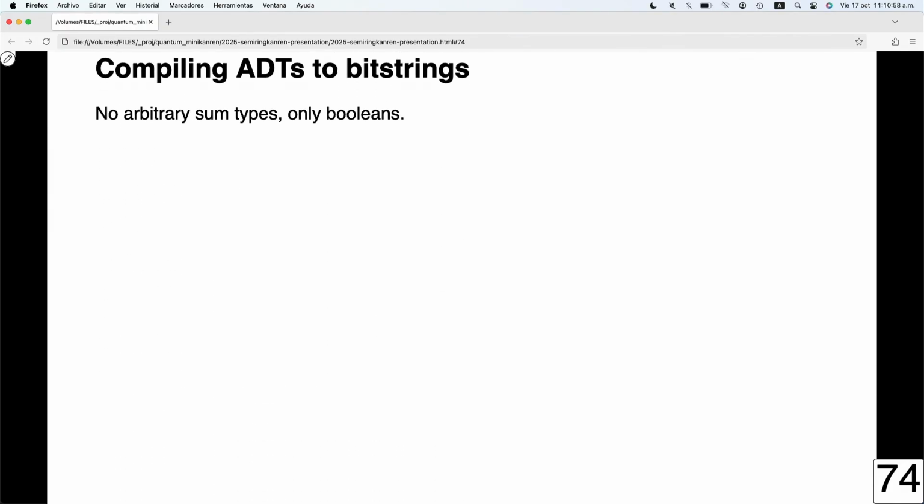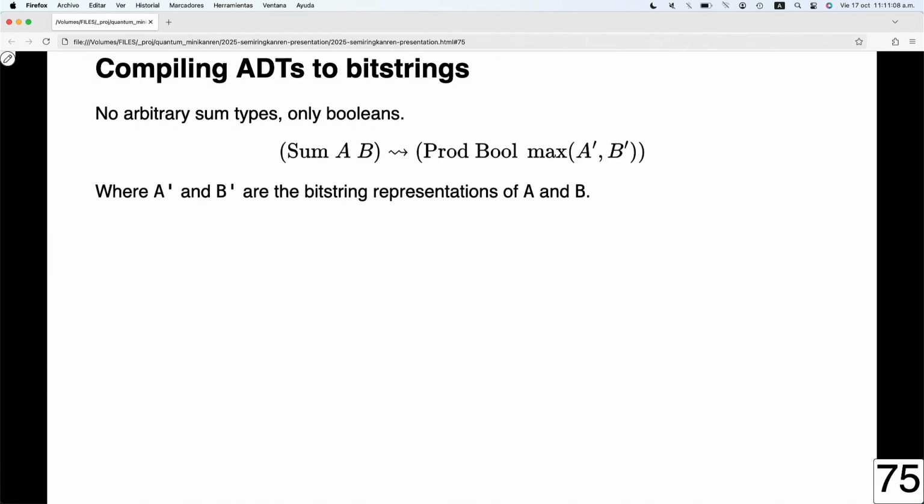All right, so compiling algebraic data types to bit strings. So when we're using bit strings, we don't get arbitrary sum types. We only have Booleans as our basic sum type. So the core idea is to take a left or right and compile it to a product of a Boolean and whichever of the contained types within left or right is larger, and then we use the Boolean as a tag for left or right.